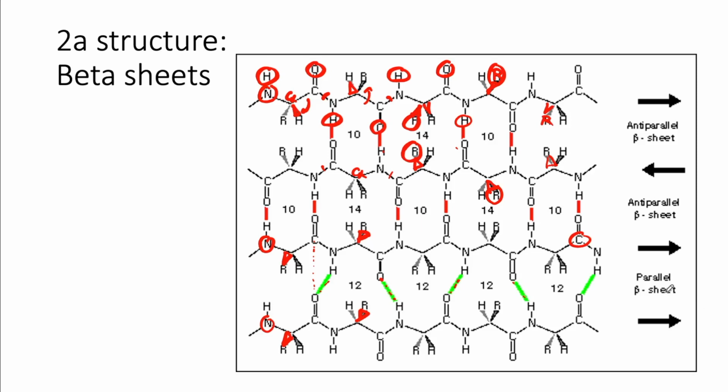Okay, and you'll notice that in the parallel case, just like in the anti-parallel case, you do have the pattern of side chains across strands going in the same direction. So I mentioned that already, going into the page and out of the page, and then into the page, and then out of the page, like that, and so on.